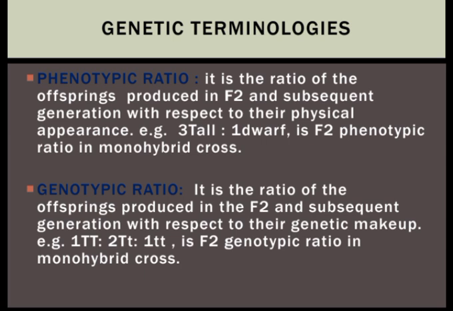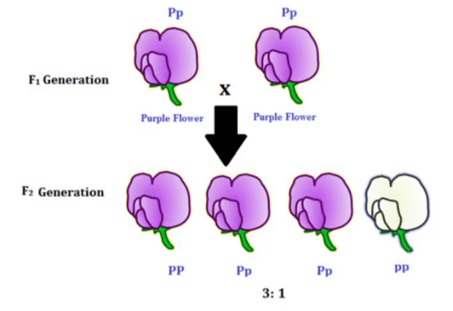Whereas genotypic ratio is a ratio of offspring with respect to their genetic constitution. That is, in the F2 generation we'll get 1 capital T capital T, 2 capital T small t, and 1 small t small t. So the genotypic ratio is 1:2:1 in the F2 generation for a monohybrid cross.